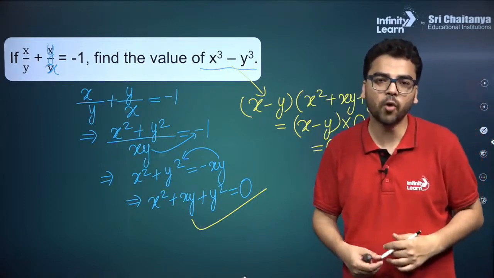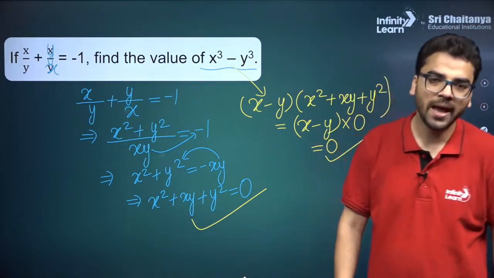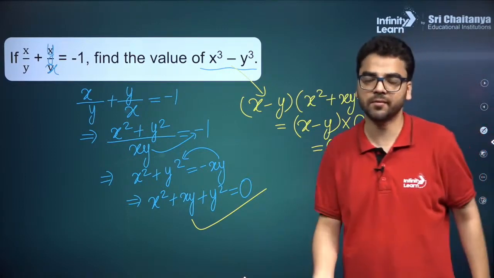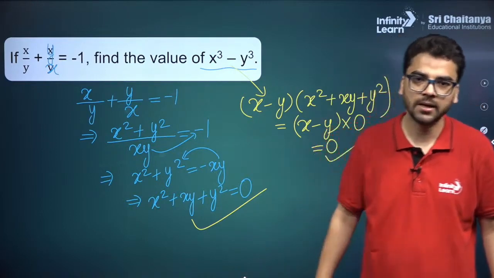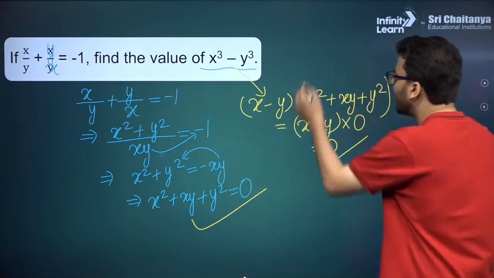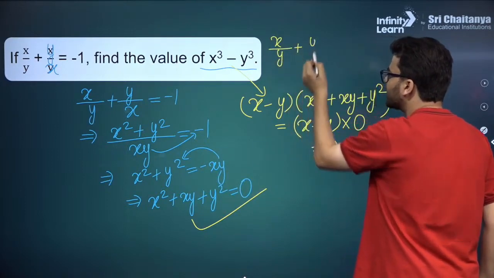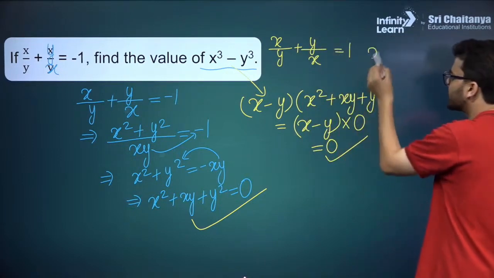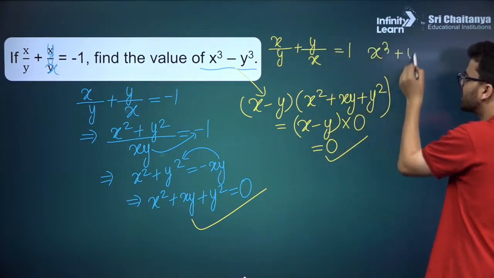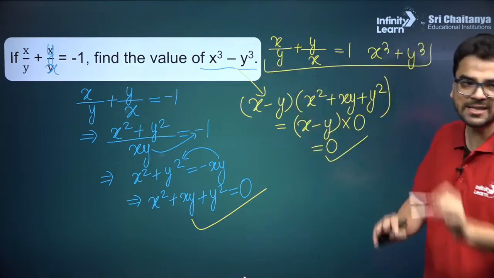So one of the important questions on the basis of the identity x cube minus y cube, and a similar question we did in the previous class in which we have to find the value of x cube plus y cube. A similar question is like this only. It is given that if x by y plus y by x is equal to 1, then you have to find the value of x cube plus y cube. So it is the same question over here as well. You will get x cube plus y cube is equal to 0 only.